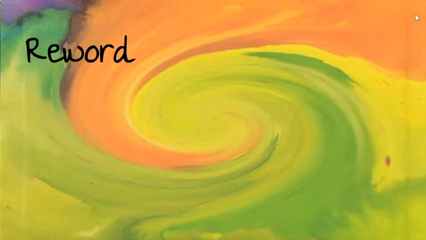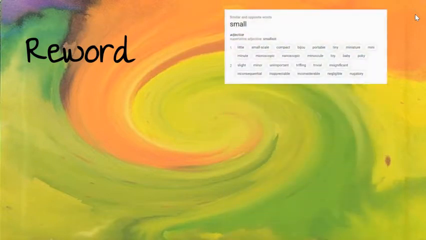First up, reword. When you reword, you consider synonyms that could be used in place of the words the author used in the original text. So if the author used the word small, you might look at little or miniature to replace that when you're rewriting it in your own words.